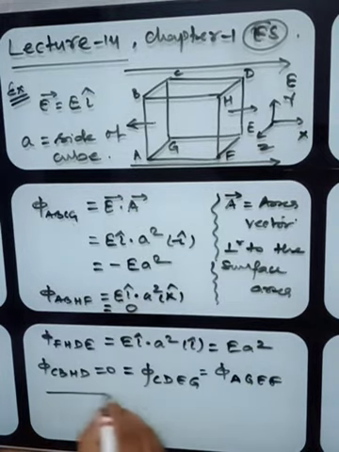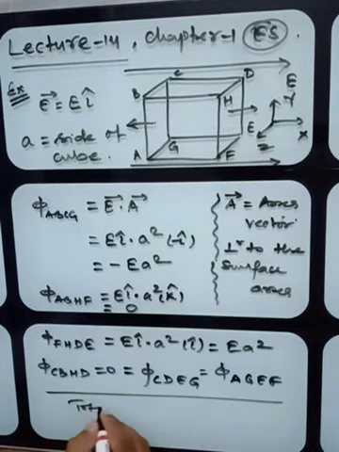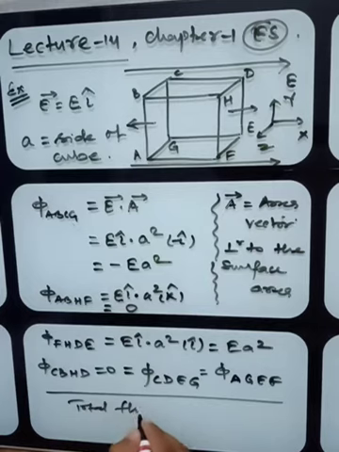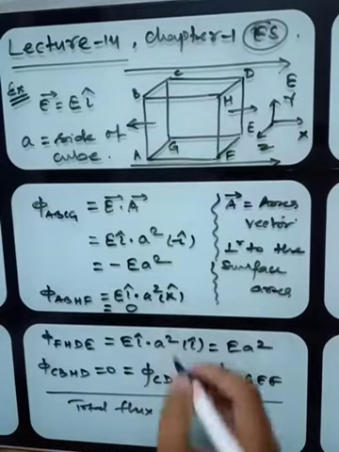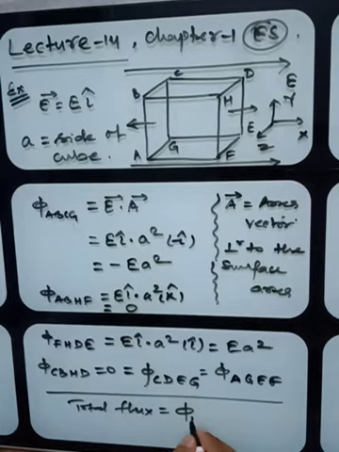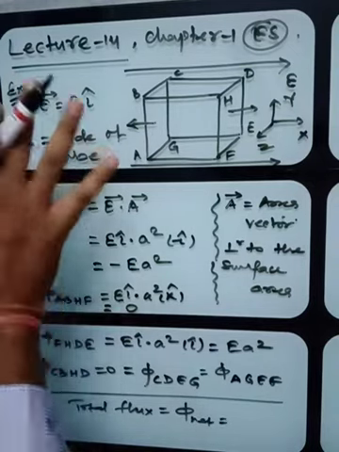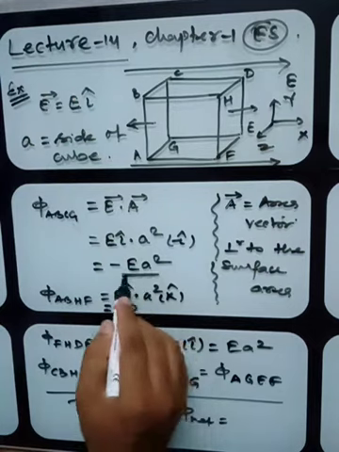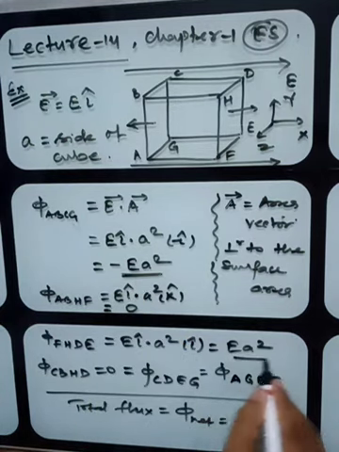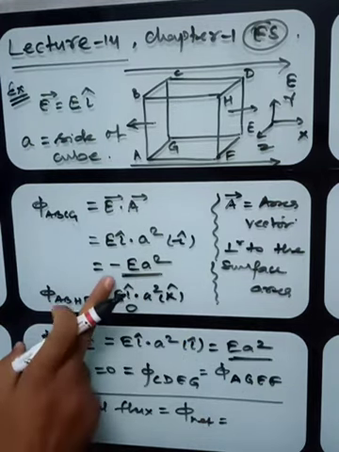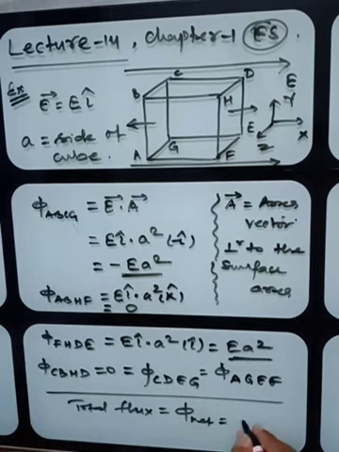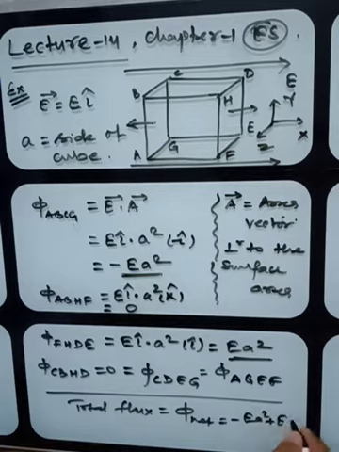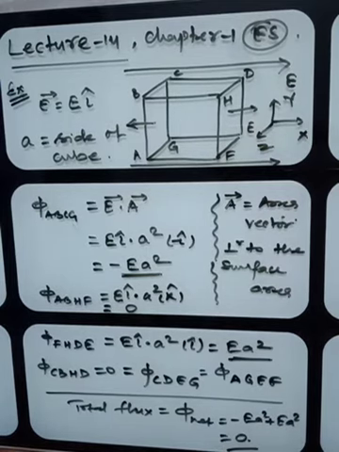Now the total flux, student, the total flux through this cube, phi net, will be how much? Here you can find 0 everywhere except this one and this one, and adding these two, since it is minus and plus, you will get minus EA square plus EA square, and it is 0. So the net flux will be 0.